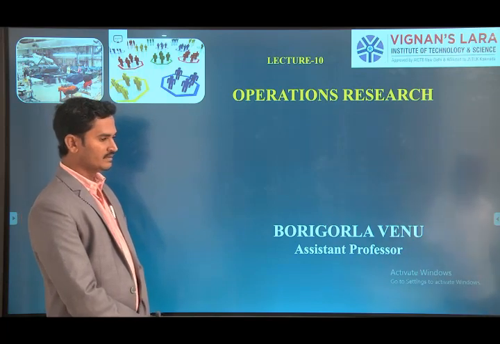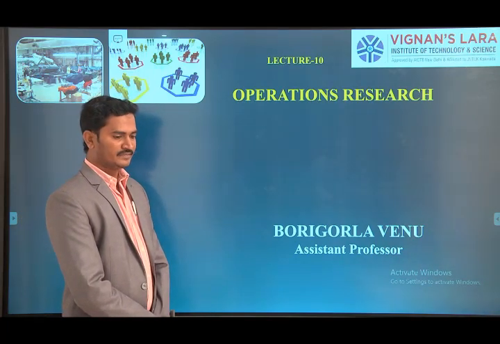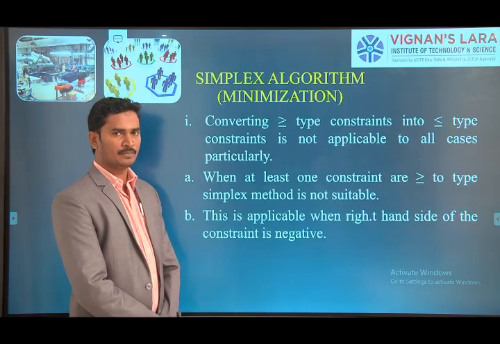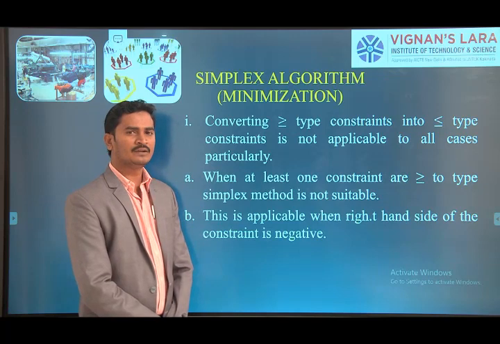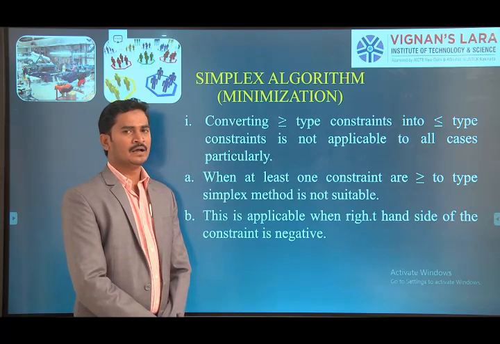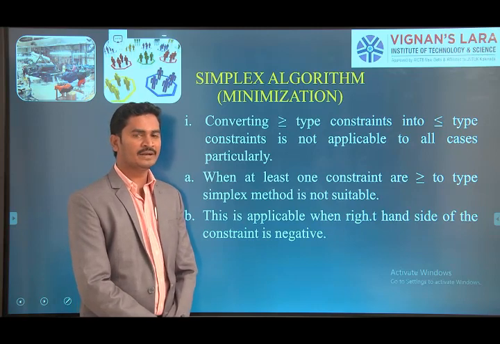So far we discussed LPP, the graphical method, and the simplex method. In simplex we solve the maximization problem. If the problem is a minimization type, we have to convert that minimization into maximization by getting the standard form in the simplex method. Sometimes it is not possible. Why is it not possible?